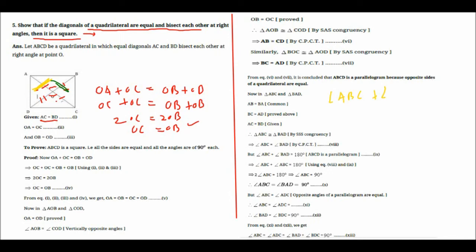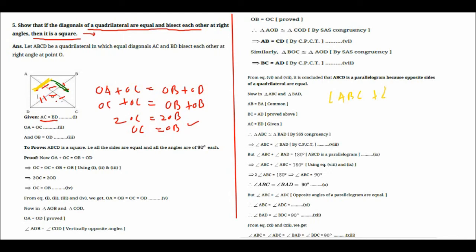We will prove these two triangles are congruent. That is very easy. AB equals BA, common side, right? Then BC equals AD, already proved. AC equals BD, given. Therefore, triangle ABC is congruent to triangle BAD.